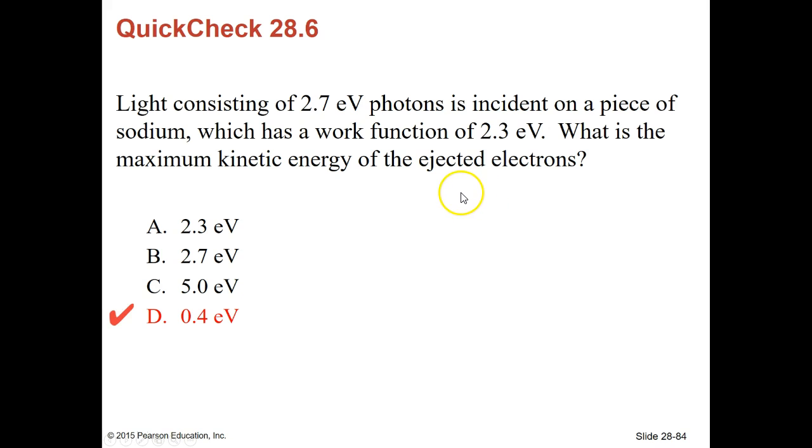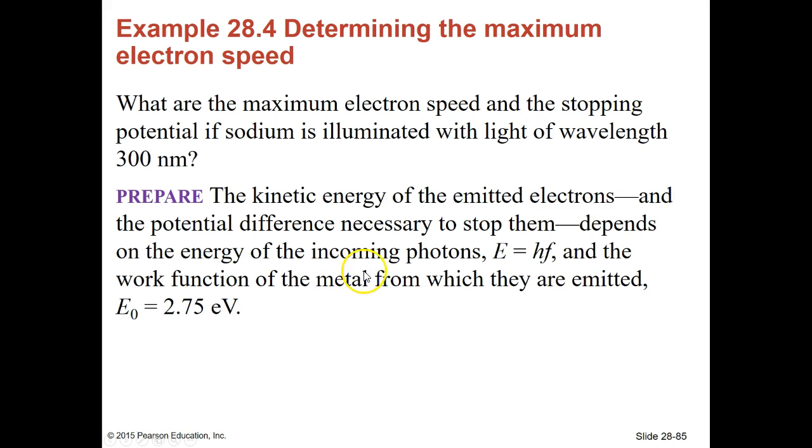And so that's pretty easy to do. We just subtract the two and that'll give you your energy. If I want to find the maximum electron speed, here we've got an example that shows us how to do that. So they want to know what are the maximum electron speed and the stopping potential if sodium is illuminated with light of a wavelength 300 nanometers.